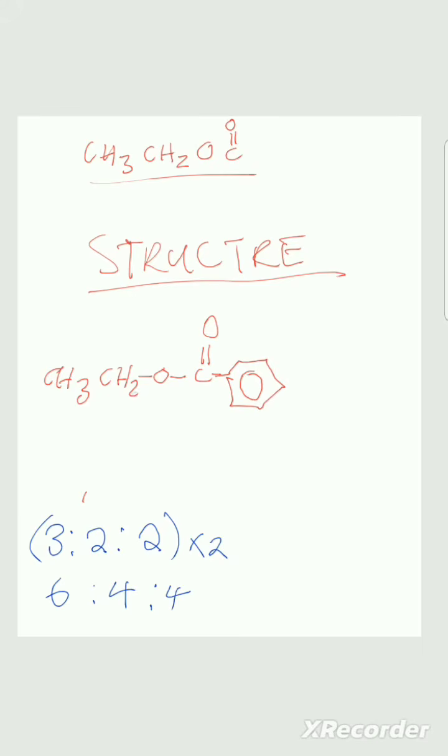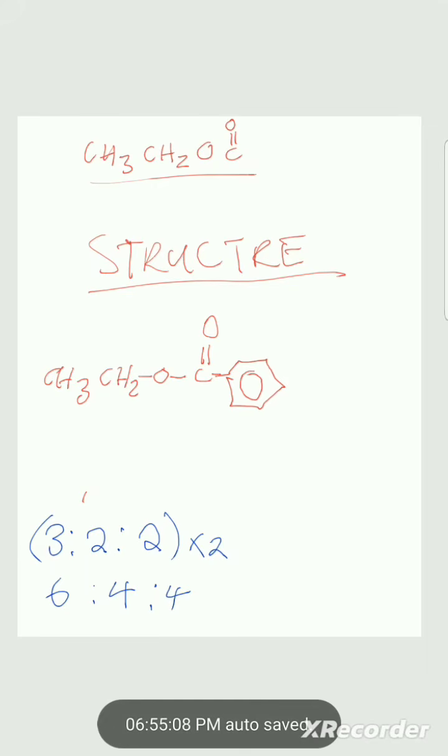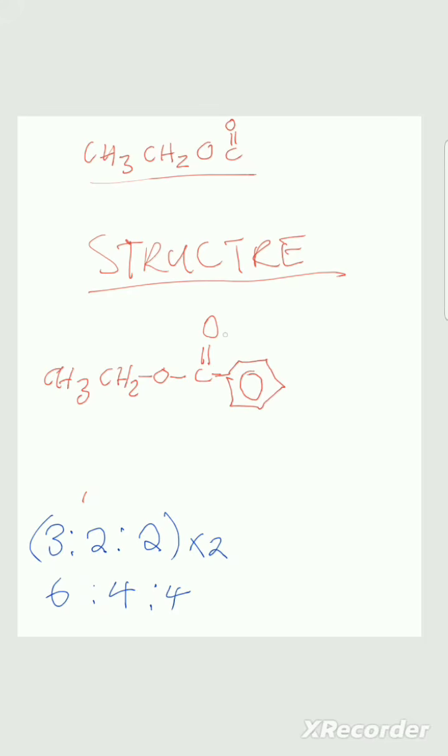So I'm supposed to have the number of hydrogen on the CH3 as 6. Then here I'm supposed to have 4 hydrogens. Then on the benzene I'm supposed to have how many? 4 as well. So I've multiplied this with 2. Even this structure I'm going to duplicate. I'm just going to connect here the same structure which is connected this side, you see.